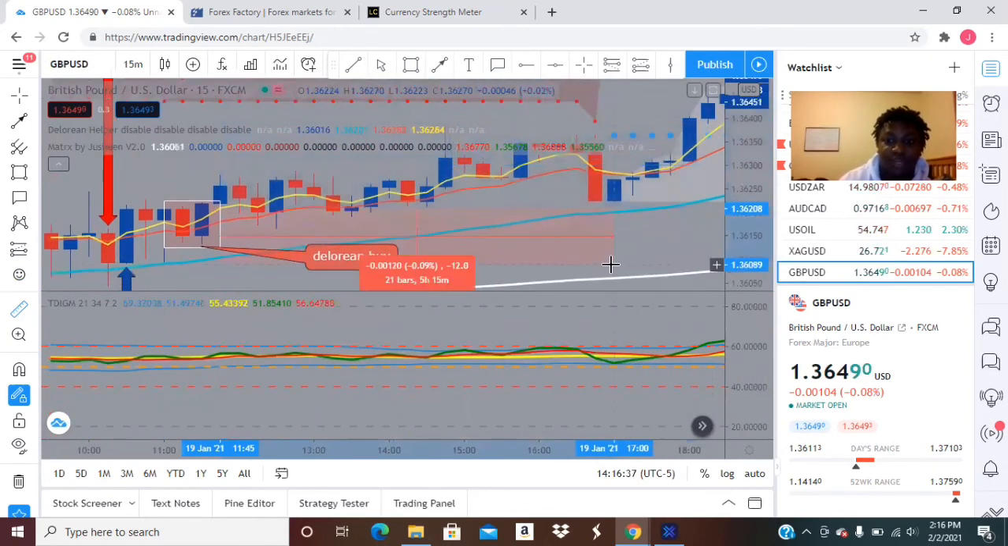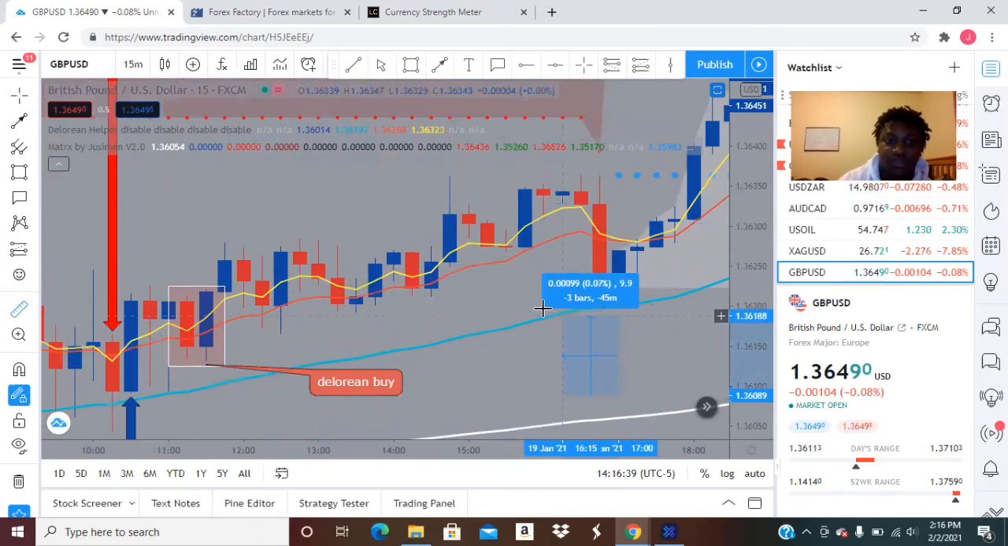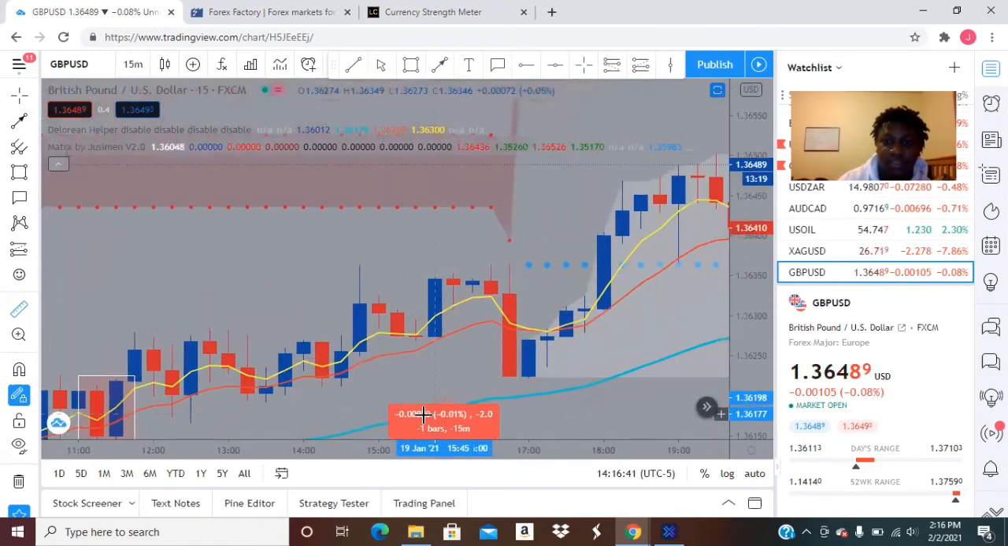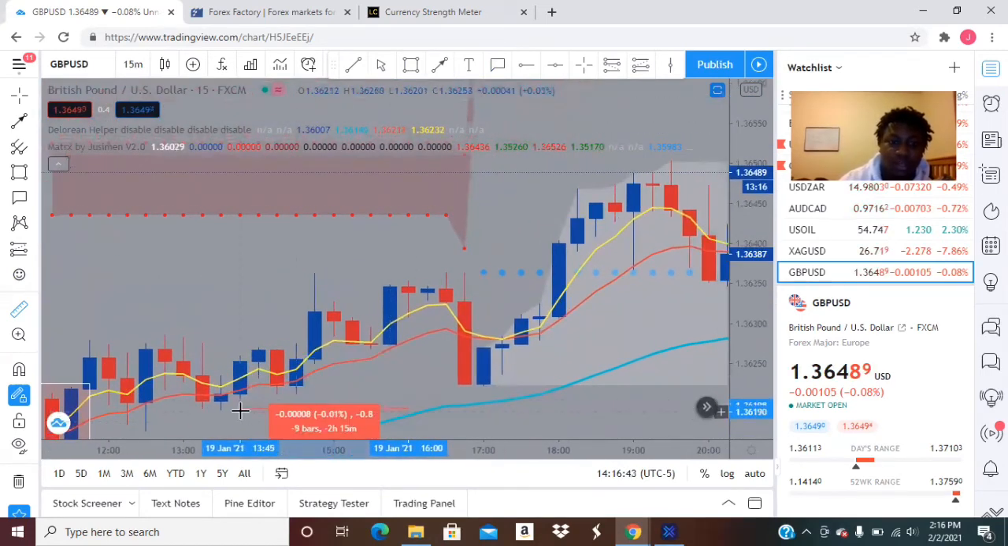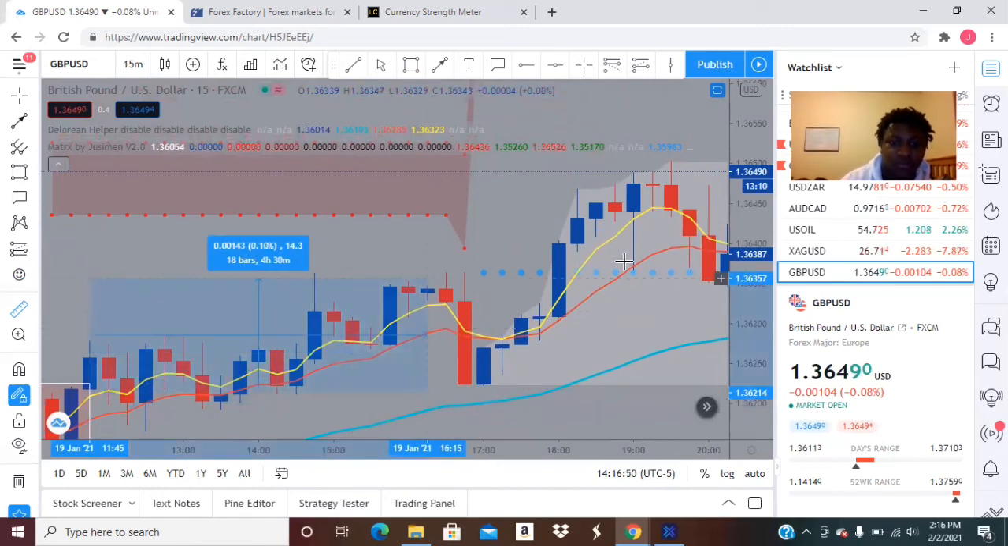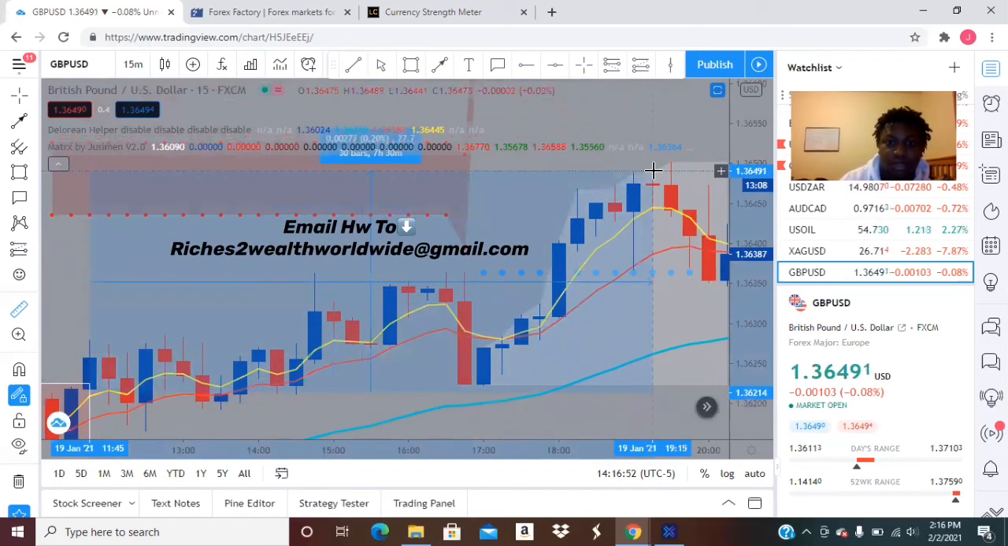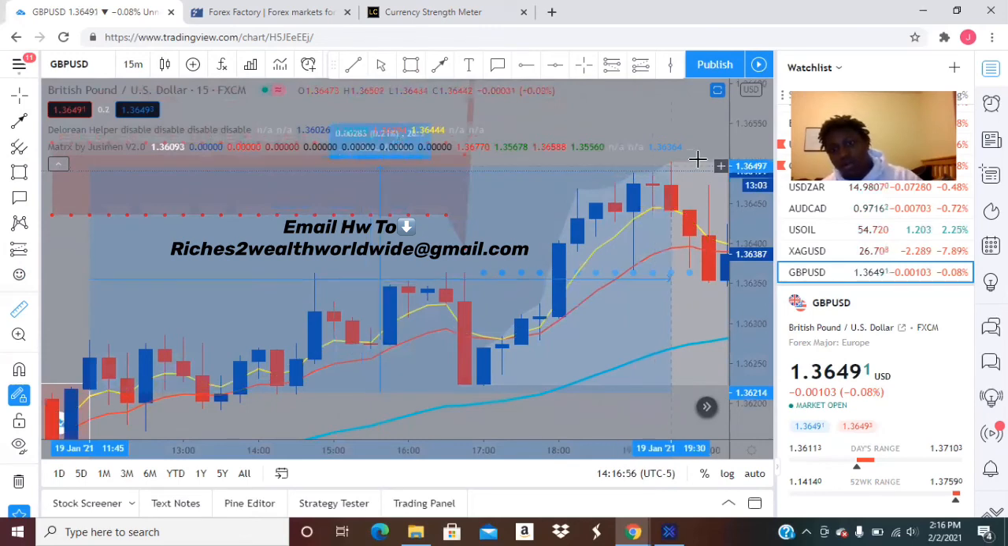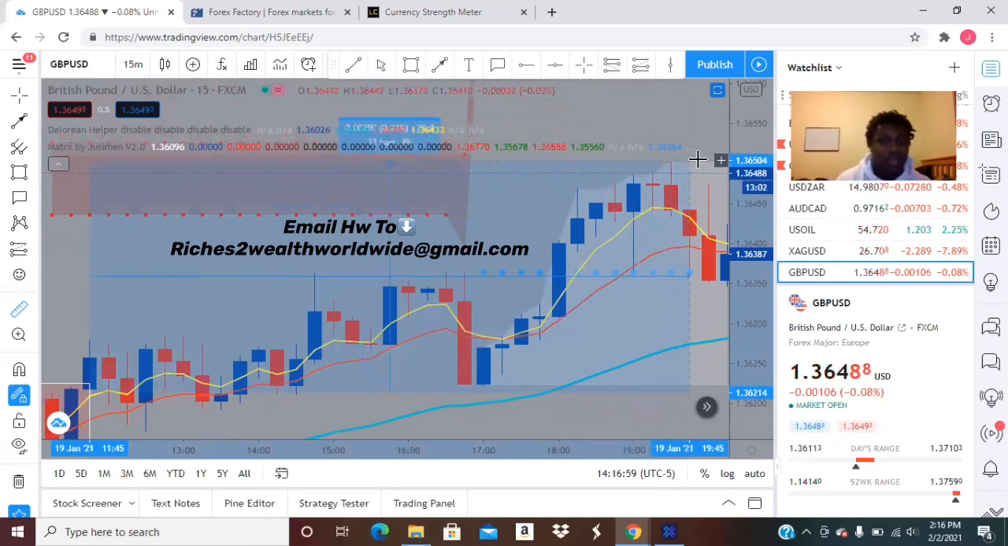So if you're somebody like me and you would have stayed in this trade the full time, you would have taken out your smaller profits. We entered right here, and we hit the peak of 27 pips. You made 27 pips in 7 hours, or you could have made 29 pips in 8 hours.